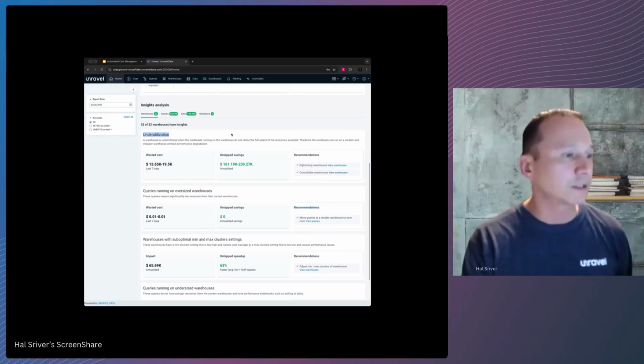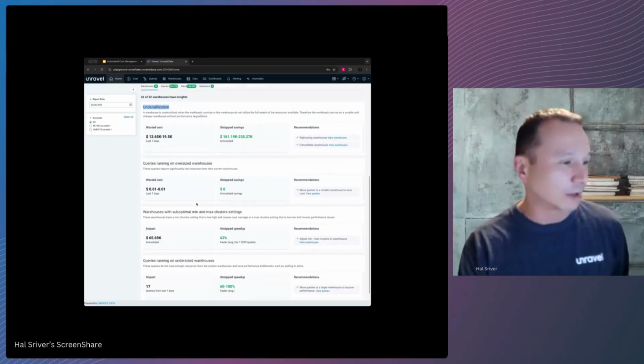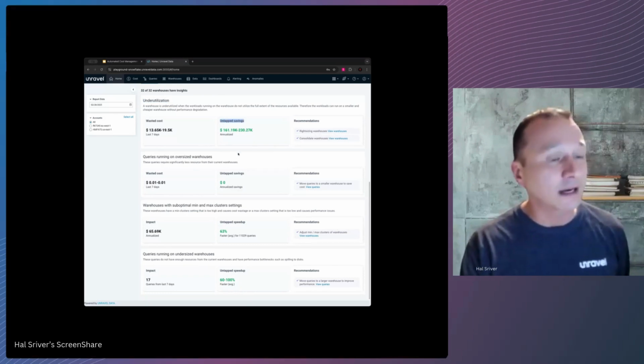So let's take the underutilization category here. It's very common. As a matter of fact, in my demo environment, this is where the majority of my untapped savings opportunity lies anyway.